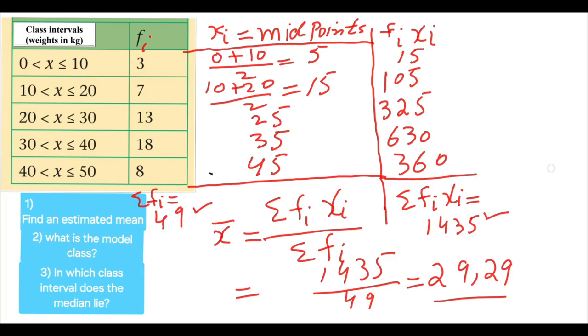But you must remember, if they give you the xi and fi xi table as well, then you need to show the calculation, then you find the mean by calculation. But if they didn't give you the xi and fi xi table like this question was, then you got a choice. You can solve the estimated mean by calculator or by calculation.